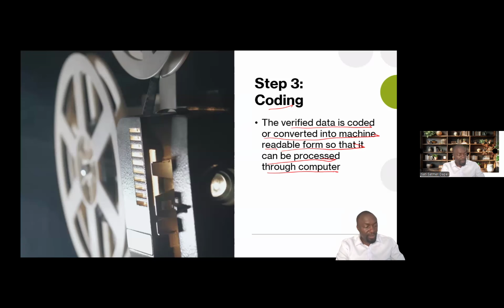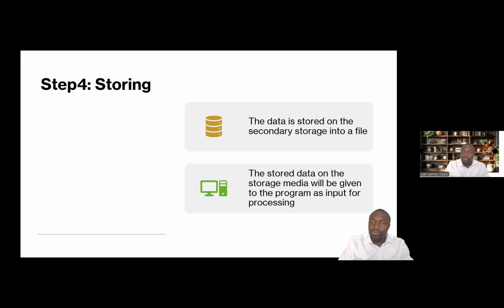Whatever it is that you take, whether it's alphanumeric or pictures, is now converted to machine form. So that's the coding. And then the final stage of the input process is storing. It says that the data is stored on the secondary storage, into a file.